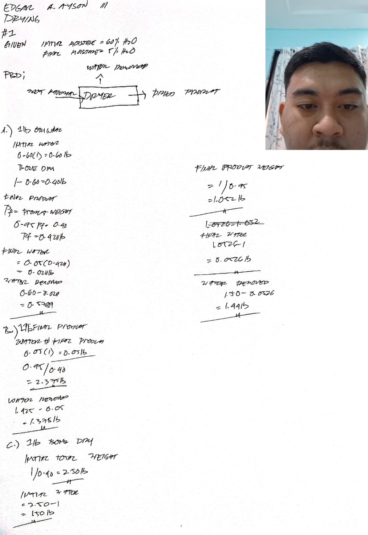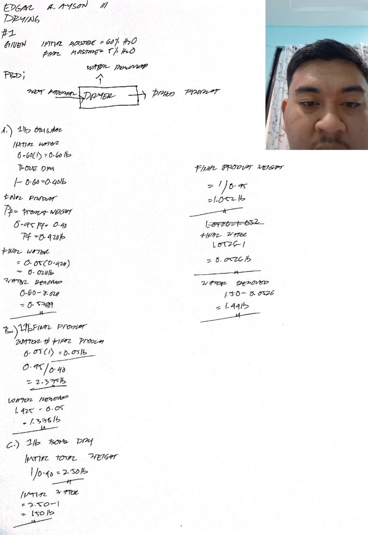So for 1 pound of bone dry material, since the dry solids are 40% of the original, the original weight is 1 divided by 0.4, which is equal to 2.50 pounds. Then subtract 1, and we get the answer of 1.50 pounds.